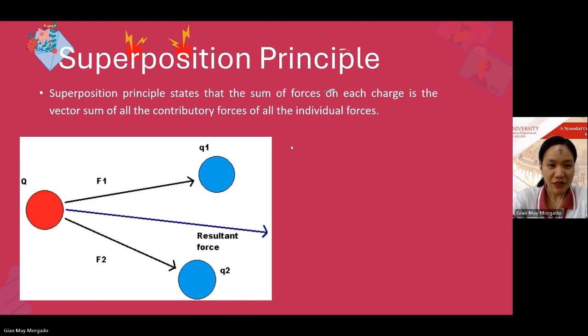Okay, so to continue, we have this principle known as the superposition principle. Because when we talk about electric force, it's not a force just between two charged particles. You could have several charges interacting as a system. When we say system, we consider only isolated systems. One example would be the solar system.